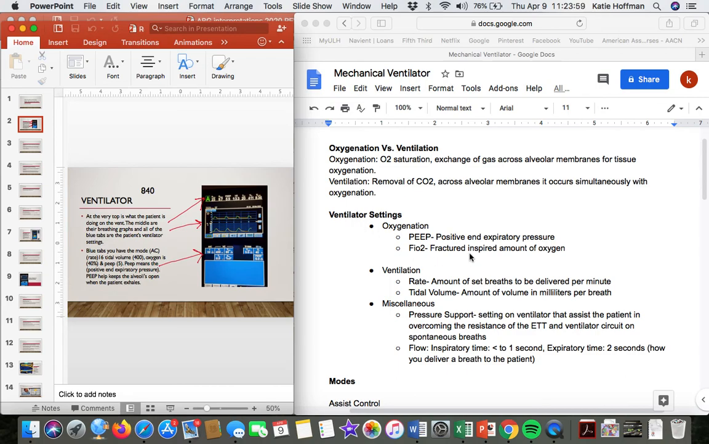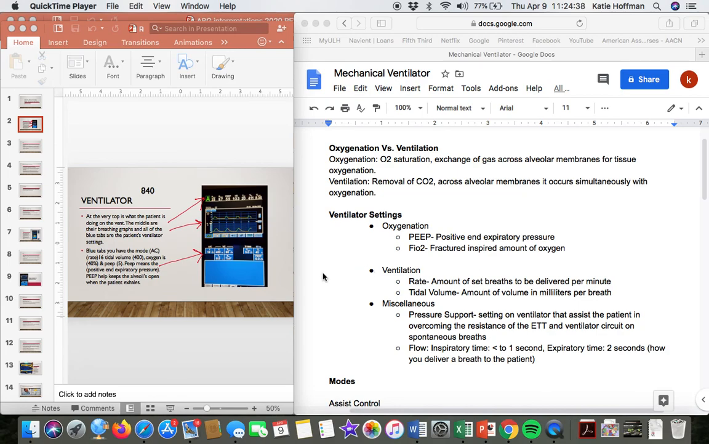So PEEP is your positive end expiratory pressure. That doesn't allow your lung to completely deflate at end of exhalation. That's what keeps your lungs open. Your FiO2, that's your fractional inspired amount of oxygen. That's your oxygen percentage. Normal room air is 21, so you can look over here to see how much is set on the ventilator. Your set FiO2 and set PEEP will be there. Your ventilation, that's how we control the removal of CO2 from the blood. That's determined by your rate and your tidal volume. Your tidal volume is going to be based on your ideal body weight in milliliters.